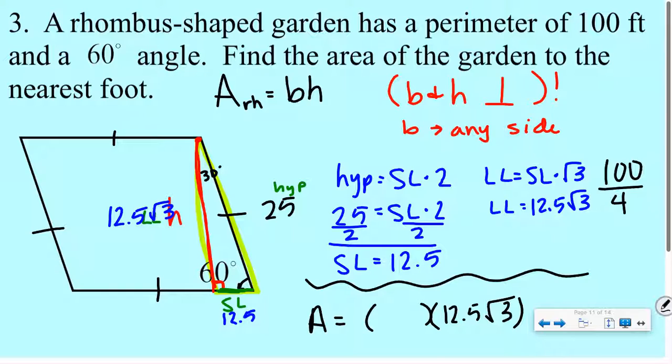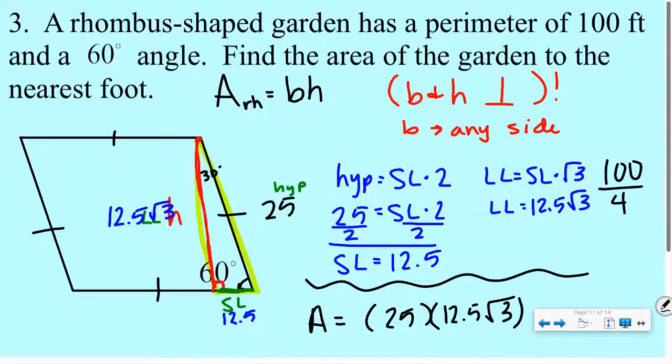That makes a right angle with the height. Which side makes a right angle with my red line? The bottom. What's the length of the bottom? 25. This whole thing down here is 25. So to find the area, you have to take 25 times 12.5 square root 3.